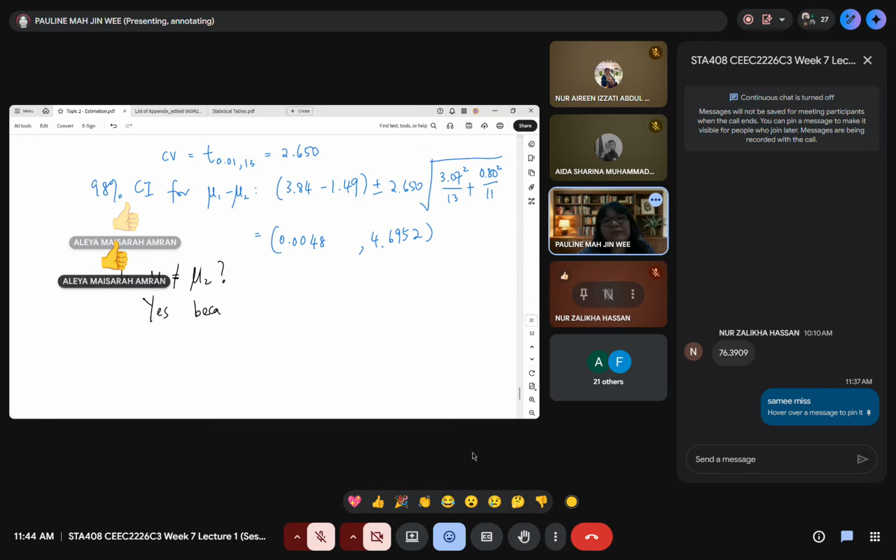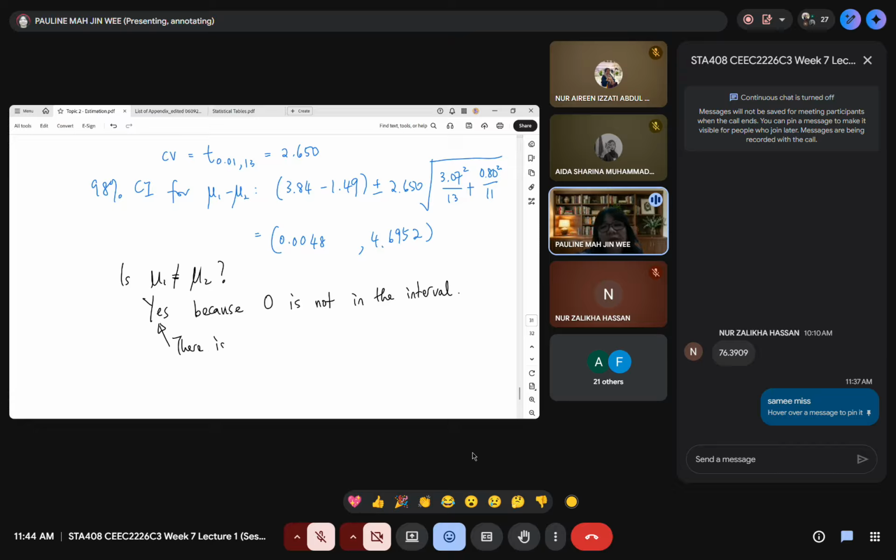Because 0 is not in the interval. Now, even though this question doesn't ask you for the justification, I always write down the justification because in your assessment, we will ask you for justification. So you write down there, yes, because why? Zero is not in the interval. Yes here simply means that there is a significant difference. Yeah, there is a difference, right?